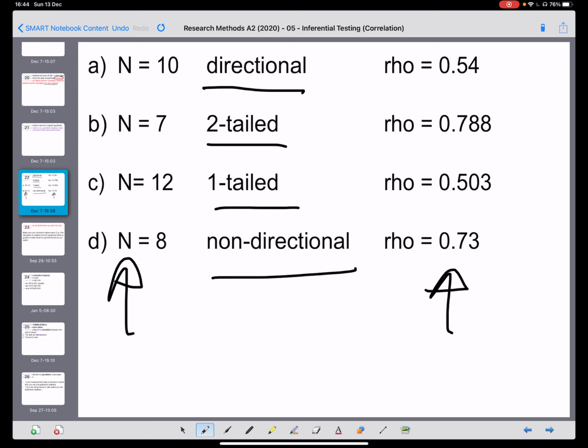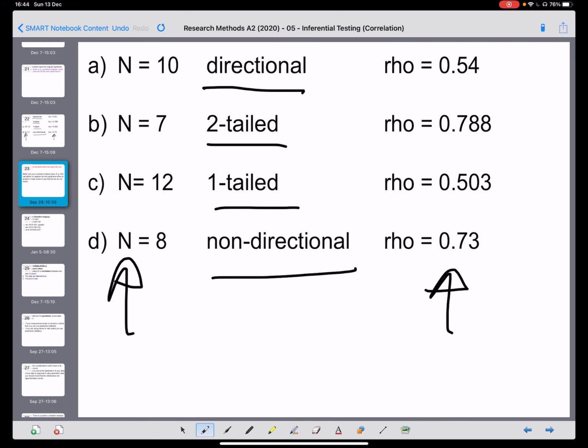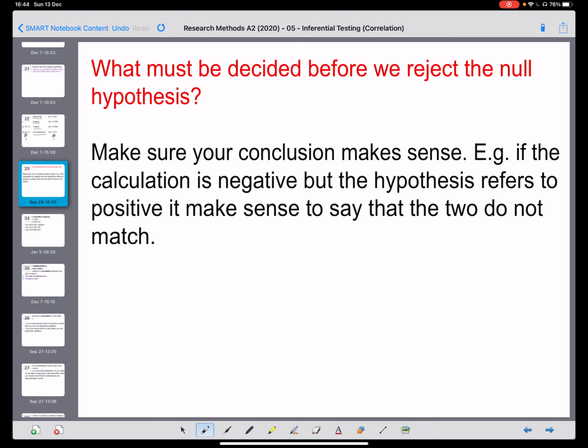Okay. Now of course I've been talking about several things. I just want you to think about what you do before you reject the null hypothesis. You don't want to make a type 1 error. Okay, so make sure that your conclusion makes sense. So for example, if the calculated value ends up being negative and you've said that there's a positive correlation, you need to think about that.